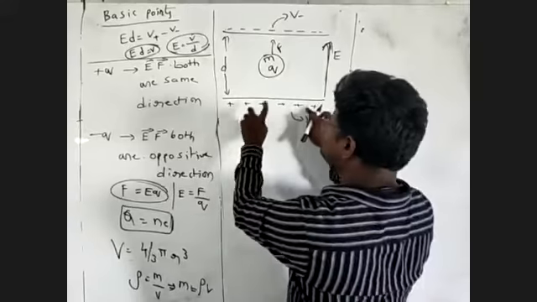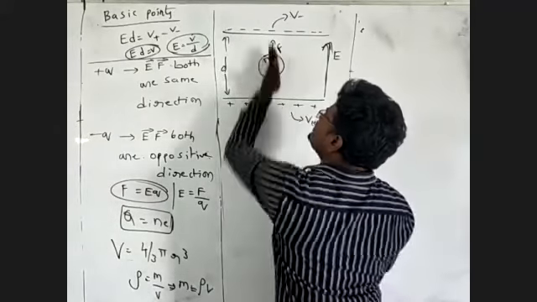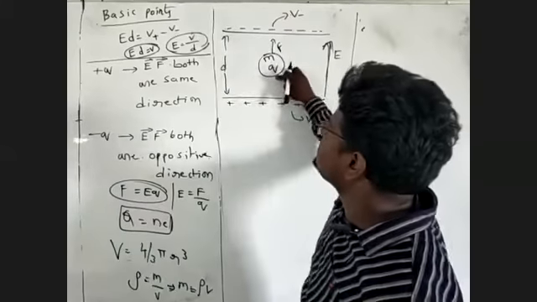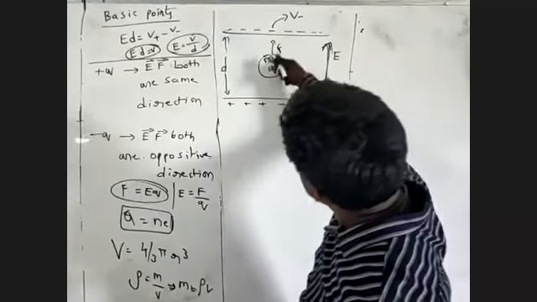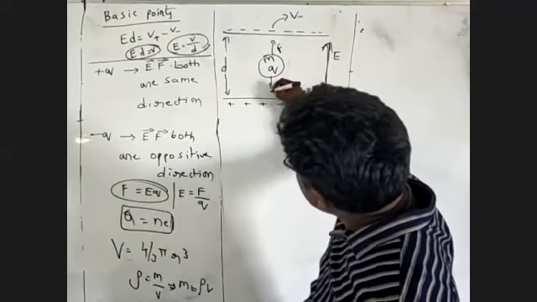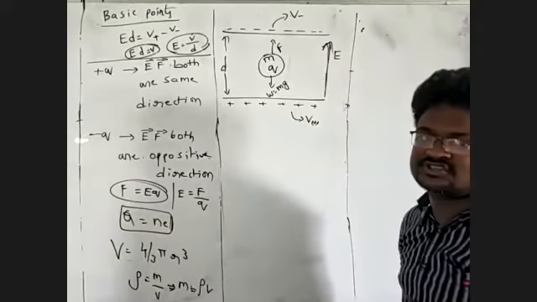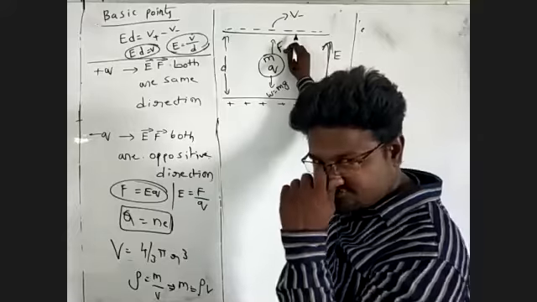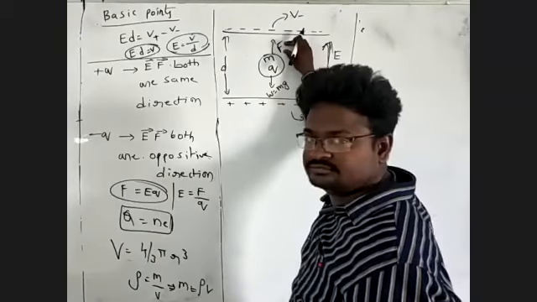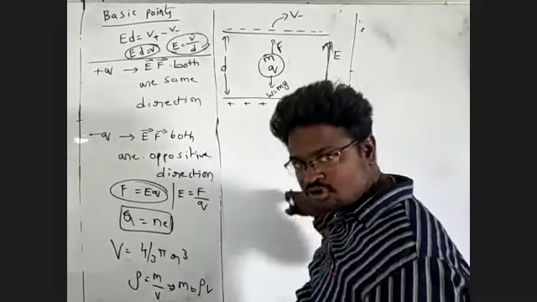This is a positive plate. This positive plate will repel this positive charge in the upward direction. The charge moves in the upward direction. So you can take it like this. The bulb has a mass M, and the weight acts vertically downward. The force F acts vertically upward.